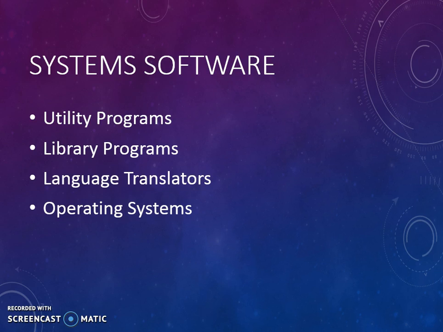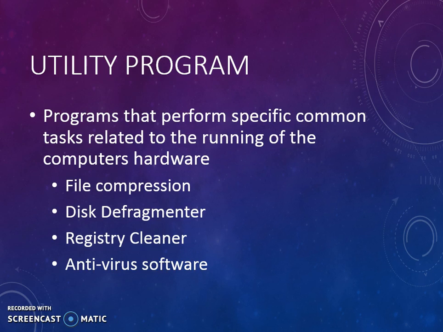So just a brief summary of each of these types of software. We've got the utility program. Utility programs are programs that perform specific common tasks related to the running of the computer's hardware. Utility programs can be used by the user and they can run in the background. They can be used specifically by the user to interact with the hardware in some way or another.